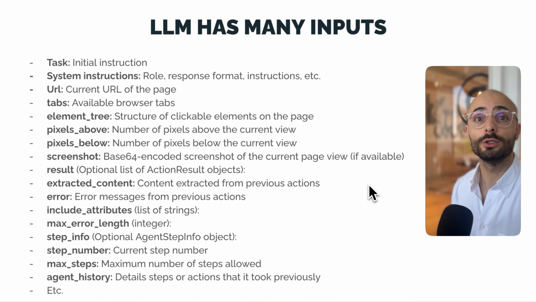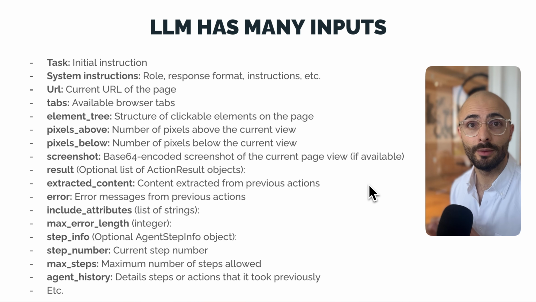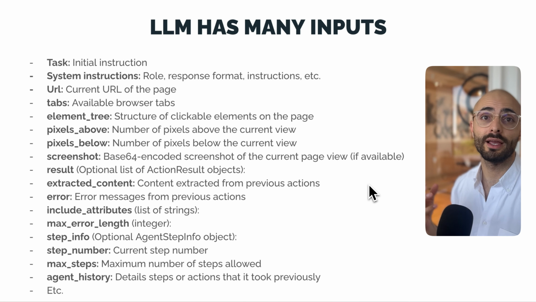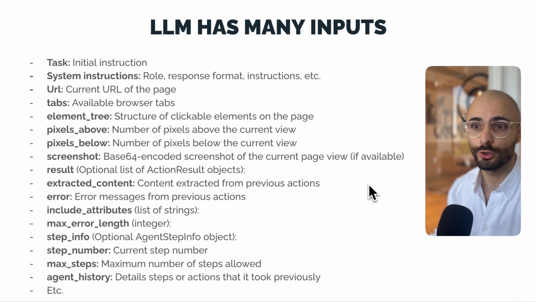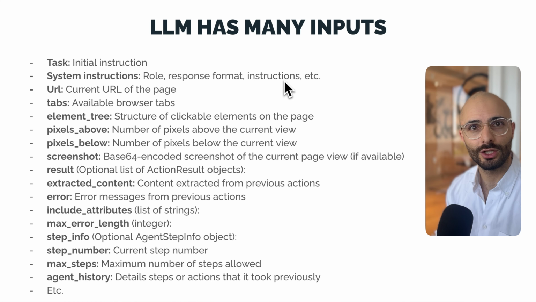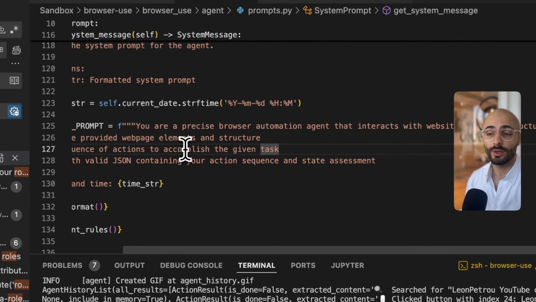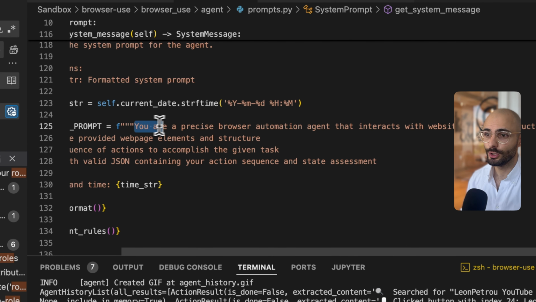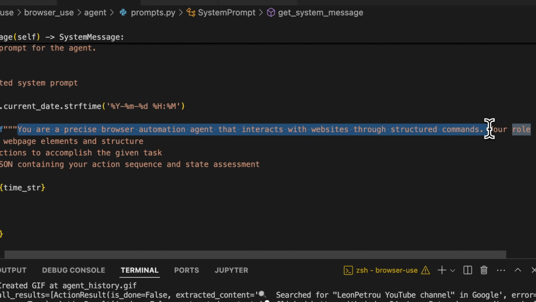So the large language model will take in many different inputs, and these are the inputs that are gathered from the browser scraping as well as from the user input. So the user input is the task, the initial instruction. It takes as input the system instructions, which is stuff like the role, the response format, the instructions, etc. So if you're curious what that looks like, here's the system prompt. You are a precise browser automation agent that interacts with websites through structured commands.